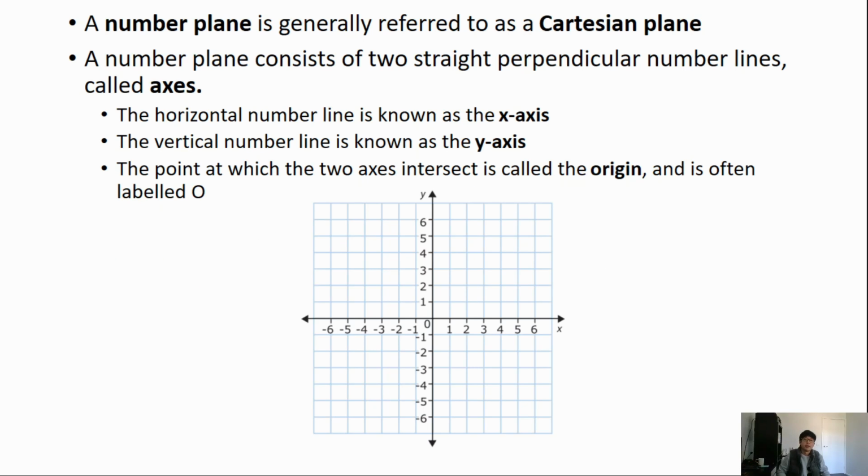Alright, so the first thing that we need to know is that a number plane is generally referred to as a Cartesian plane. A number plane consists of two straight perpendicular number lines called axes, like we can see down here. The horizontal number line is known as the x-axis, and the vertical number line is known as the y-axis. The point at which the two axes intersect is called the origin. That's where they intersect, and it is often labeled O. So you would write O when you're drawing your own set of Cartesian planes.